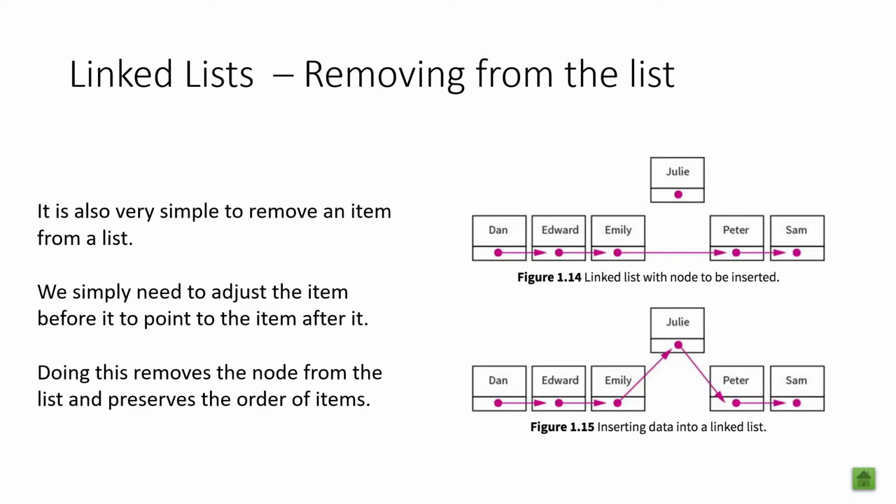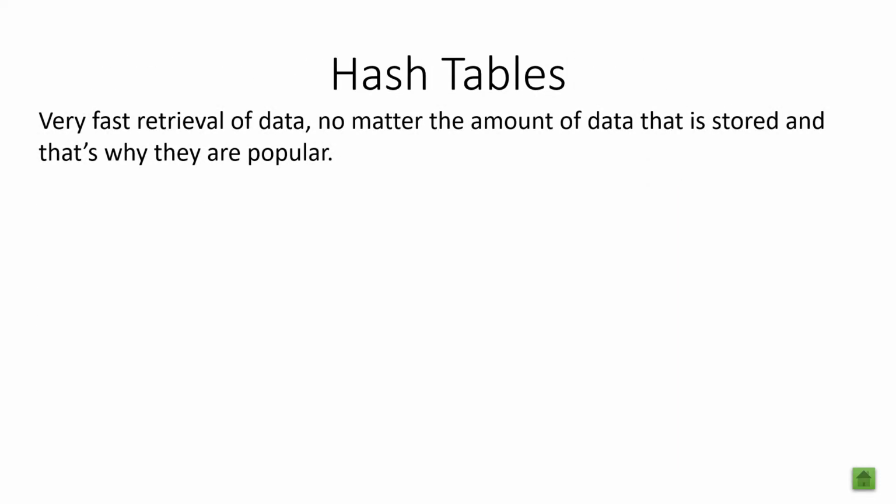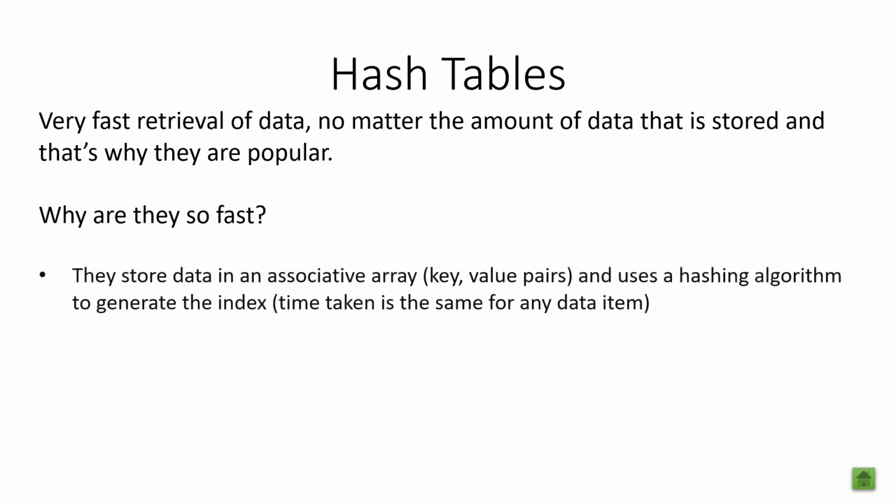So, works the same way for deletion. And the final one before we move on to the next topic is hash tables. Hash tables are very good because they have very fast retrieval of data. It uses direct access, so we can just use a hash function, get the information, index and return it, and do whatever we want with it. So no matter the amount of data that's stored, it can find the data really quickly.